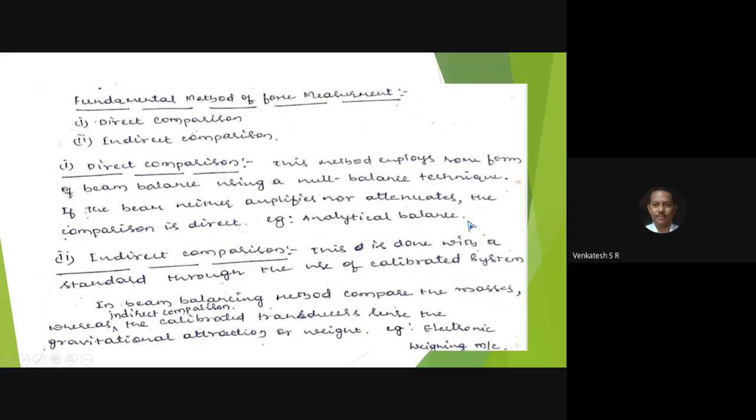In that, what you have to do is keep the dead weight on the left side and the unknown weight on the right side. Bring the beam to read 0. That is called null balance, also called the null balance technique. This is direct comparison. A good example for this is the analytical balance.